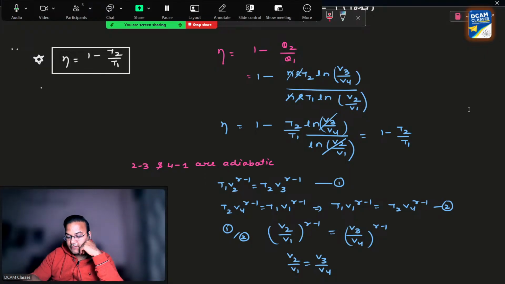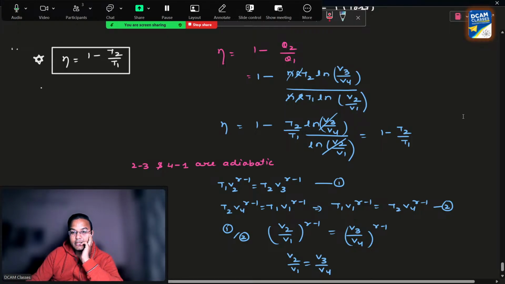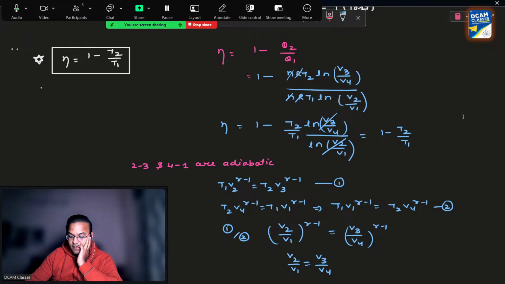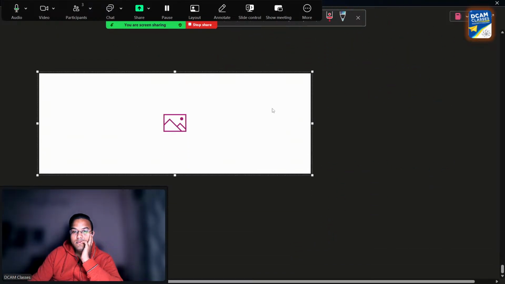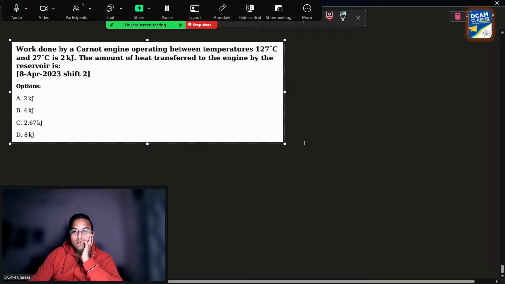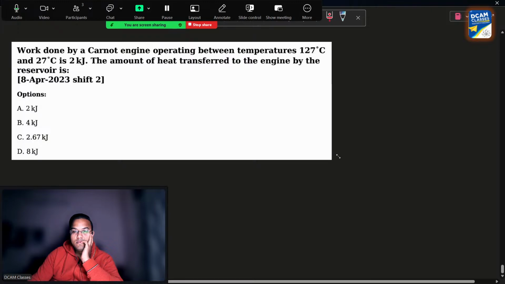Yes. Today we'll do some questions and then I'll teach you about the second law of thermodynamics also, and then from the next class we'll start the next topic. The next topic will be heat and mass transfer. Try this one.